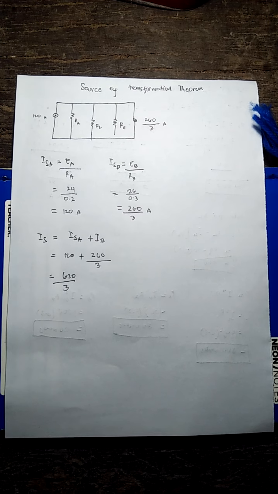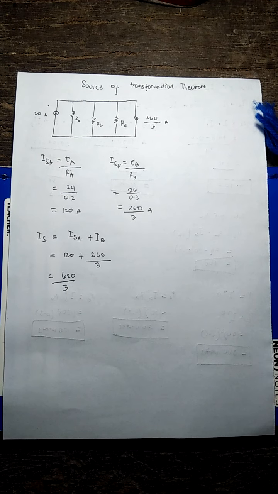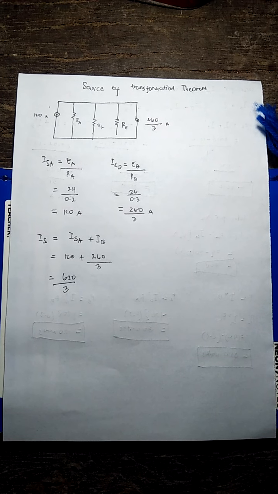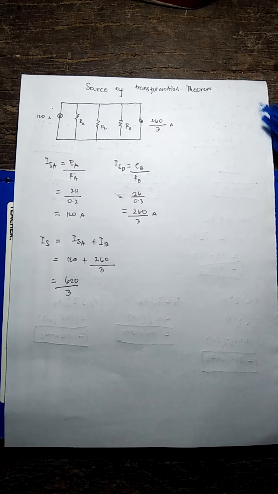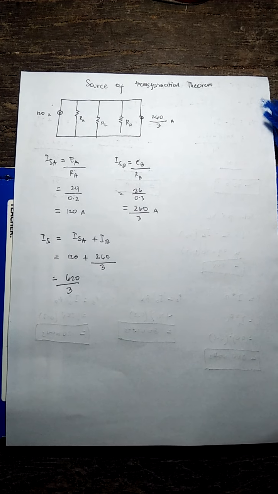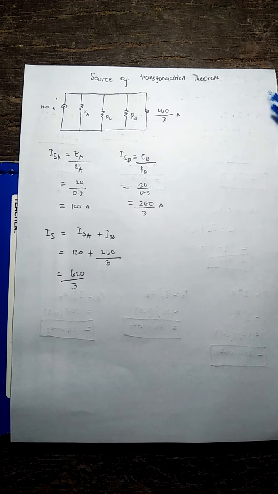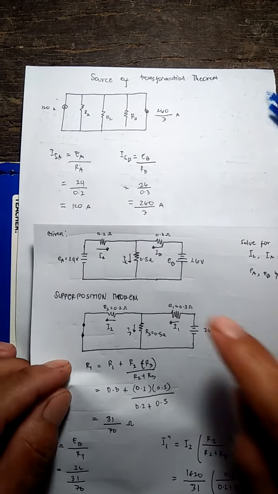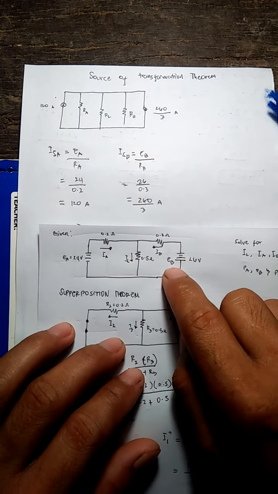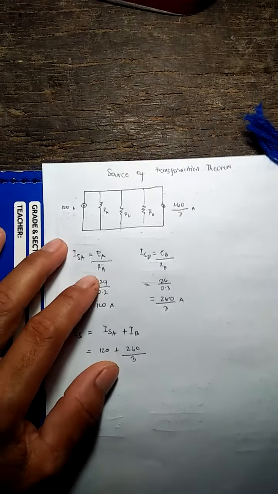So we are done using our superposition theorem. We're now using our source transformation theorem on problem number 1 in assignment number 4. From the given diagram, which is figure 2, which is this one, transform this into this one. I will explain to you how I transformed it.